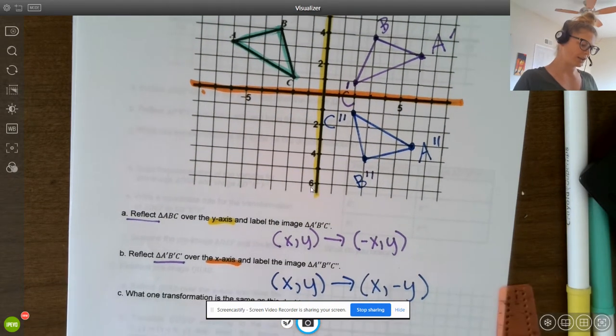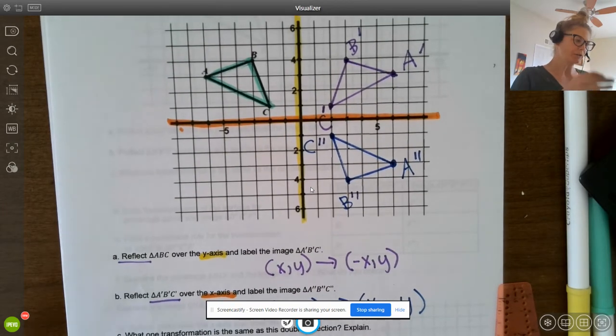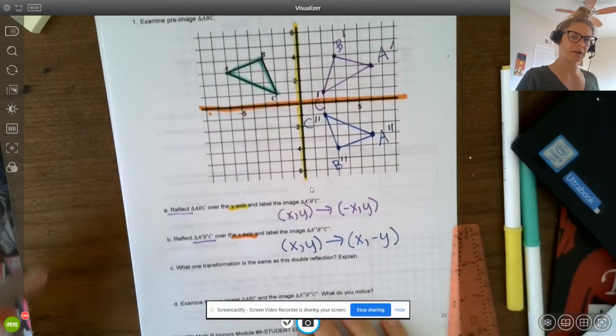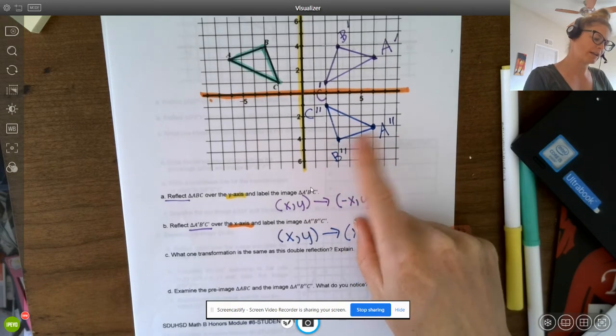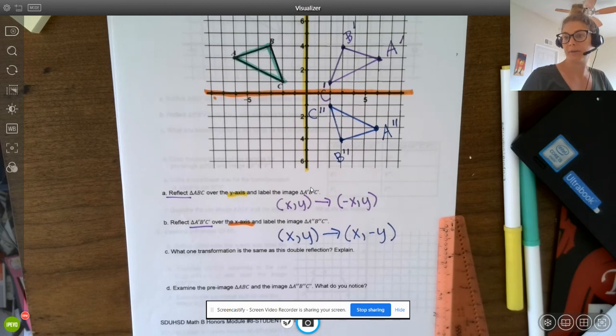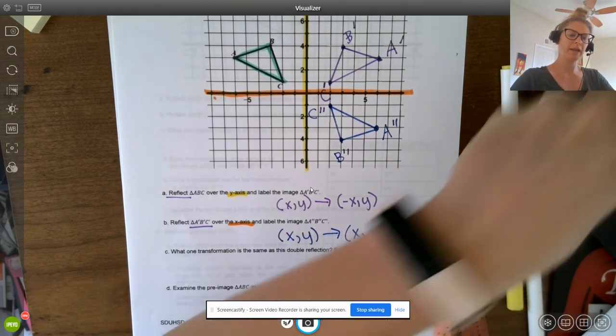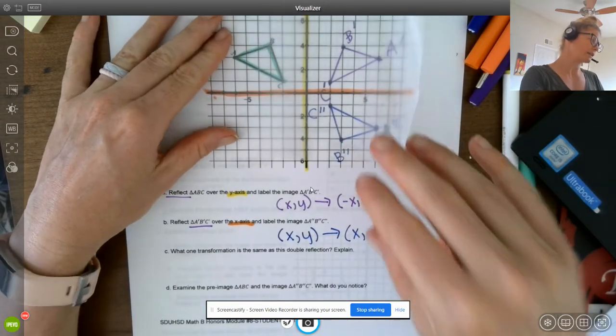What one transformation is the same as this double reflection, and explain? So there's one transformation we can do to our pre-image triangle ABC to end up at our image A double prime, B double prime, C double prime. Do you think you know what it could be? If you are thinking a rotation, you are exactly correct.